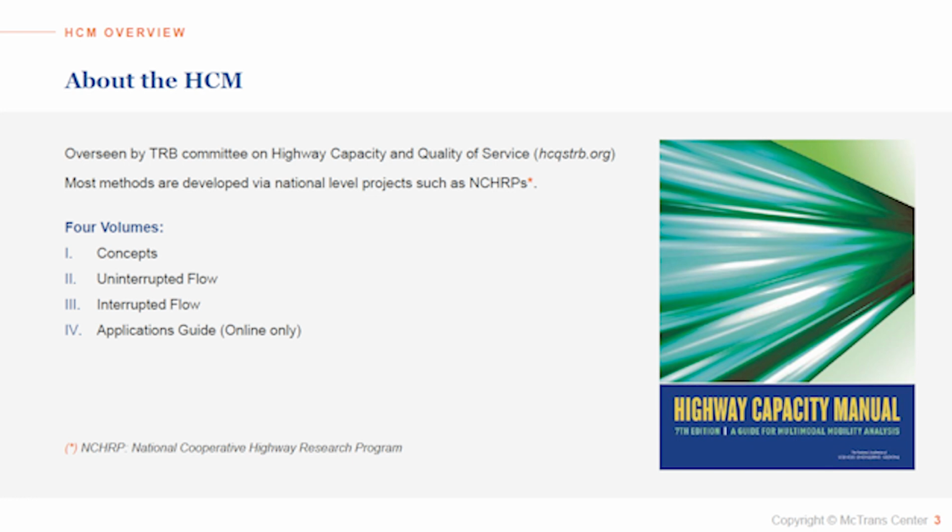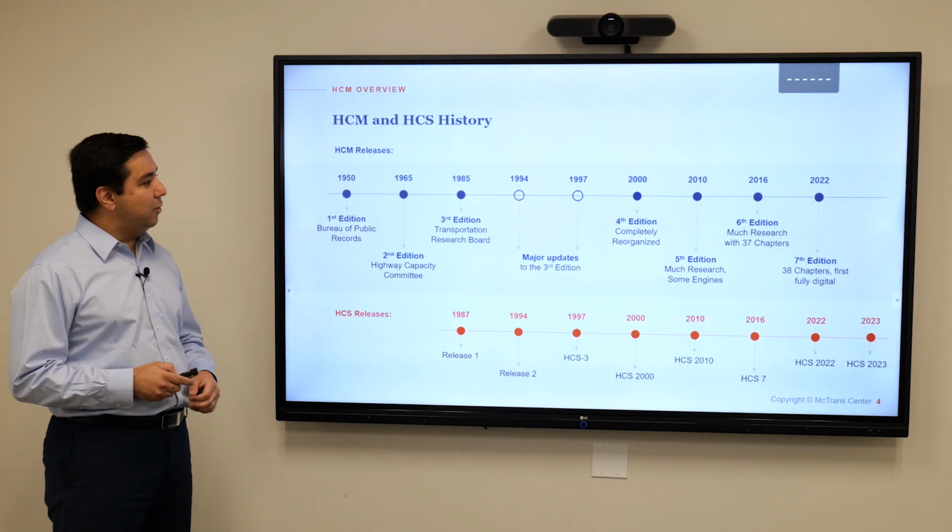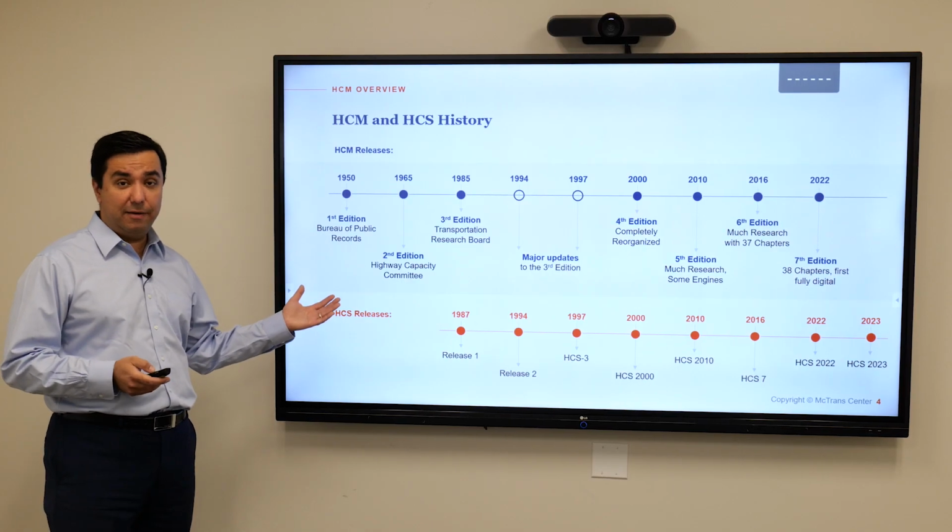Volumes 1, 2, and 3 can be purchased as a hard copy, paper copy, as well as PDF and ebook. Volume 4 is online and electronic only, and it's freely accessible. If you go to the hcmvolume4.org website, you can create an account and freely access the material in the applications guide, volume 4 of the HCM.